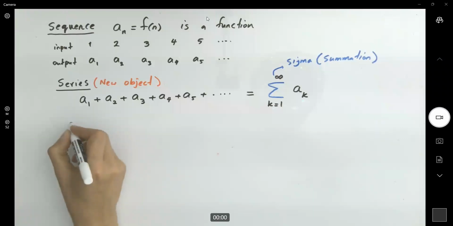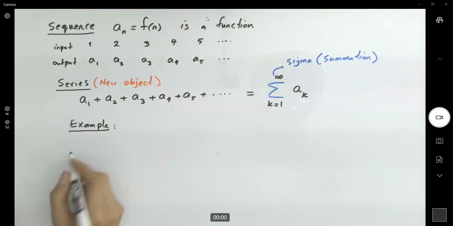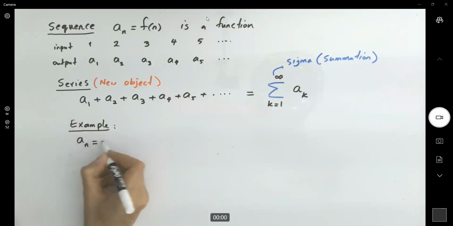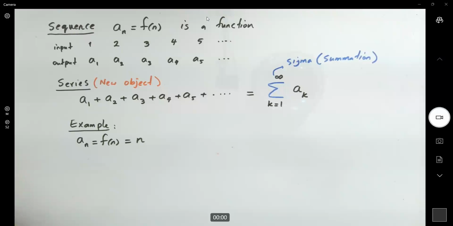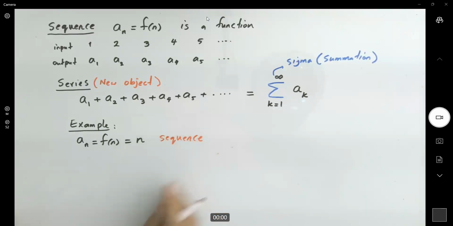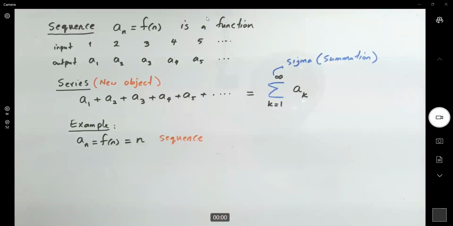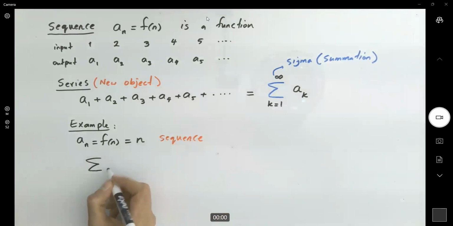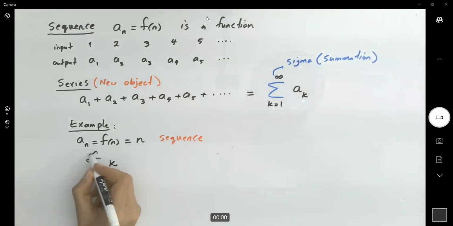For example, suppose I give you the sequence A sub n, f of n, which is n, as a sequence. Again, guys, note that this is a sequence. If I take this sequence and add the terms of this sequence together, I define a new object, which is a series. So if I write it as the sigma, instead of n, I'm going to use k. K starts from 1 and goes to infinity.